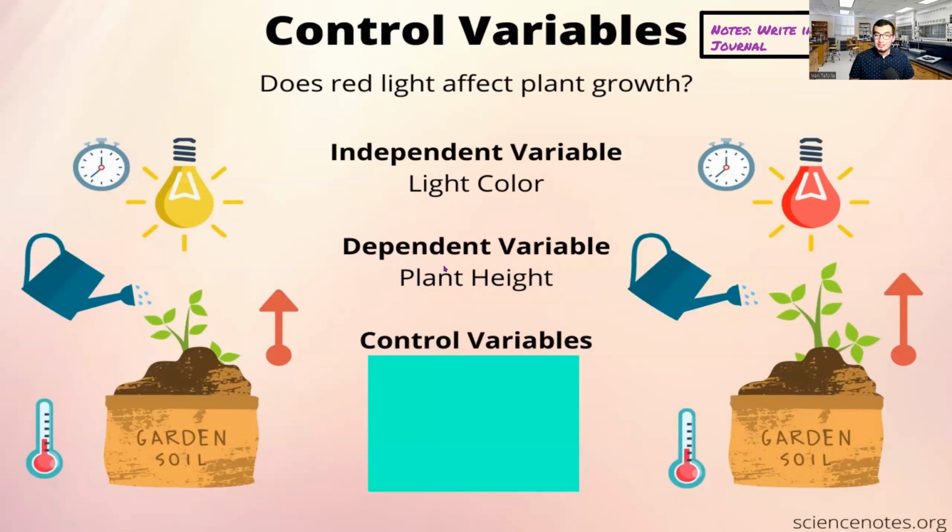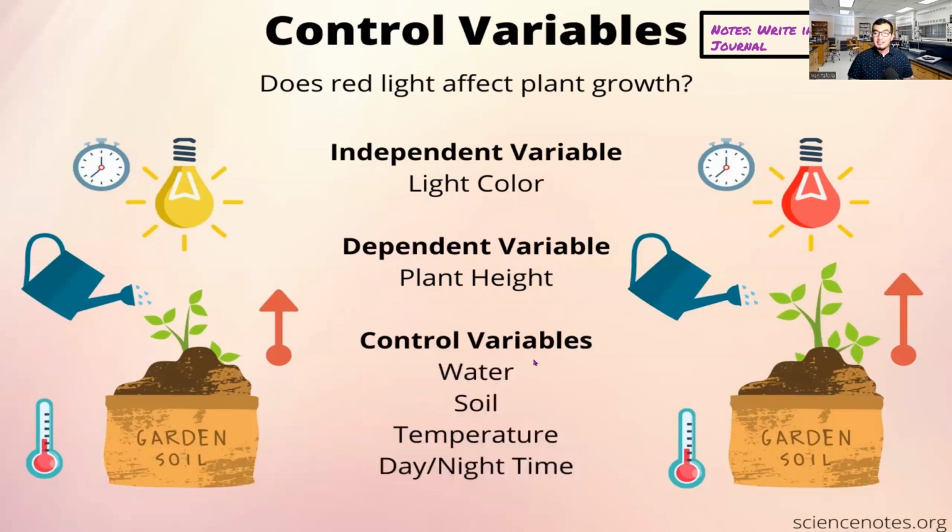Now, for controlled variables, it just means the things that we're going to try to keep the same. All right. So in this case, the things that we want to make sure stay the same are the amount of water we give to each plant. We want to make sure that stays the same. The type of soil each plant has has to stay the same. The temperature has to stay the same, and the time, day or night, has to stay the same. Because those are the things that we're going to try to make sure are consistent and stay the same as we do this experiment. Hopefully that kind of makes sense, but if it doesn't, please let me know.